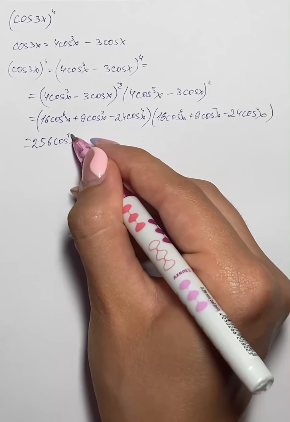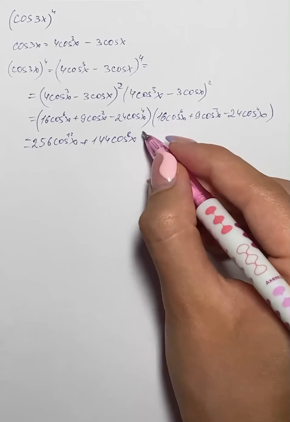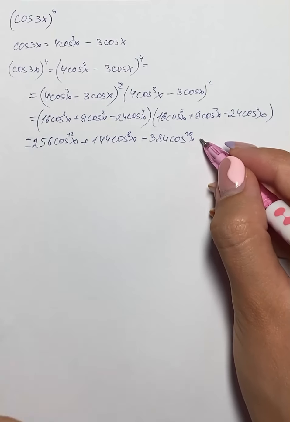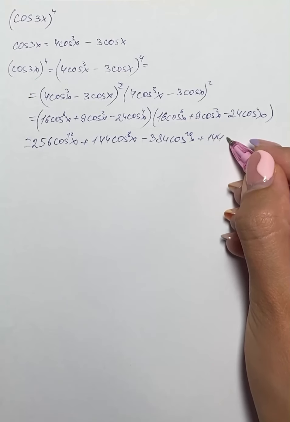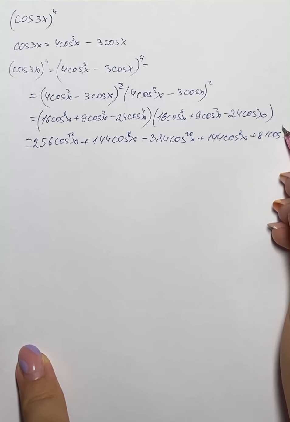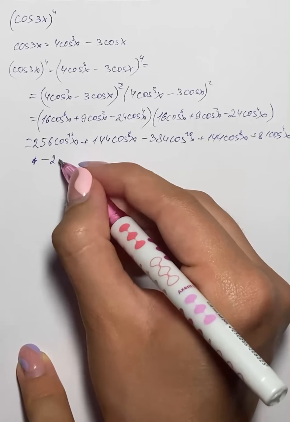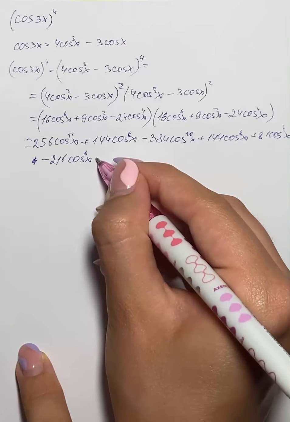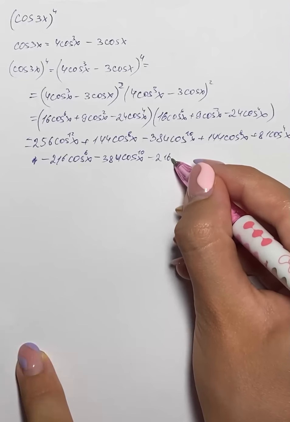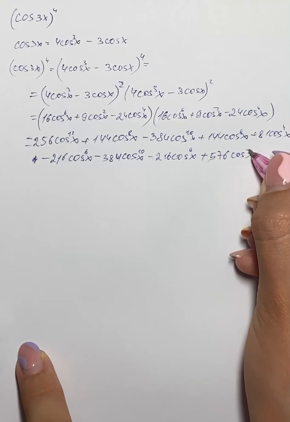256 cosine of x to the 12th power plus 144 cosine of x to the 8th power minus 384 cosine of x to the 10th power, and plus 144 cosine of x to the 8th power plus 81 cosine of x to the 4th power minus 216 cosine of x to the 6th power minus 384 cosine of x to the 10th power minus 216 cosine of x to the 6th power and plus 576 cosine of x to the 8th power.